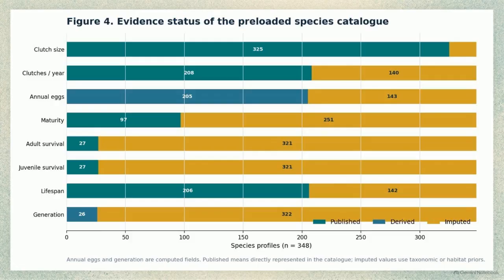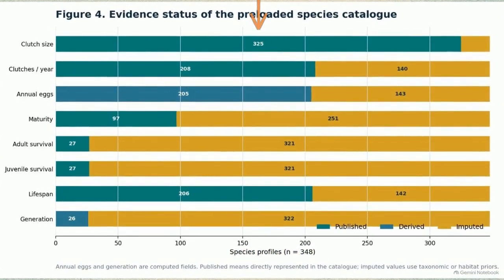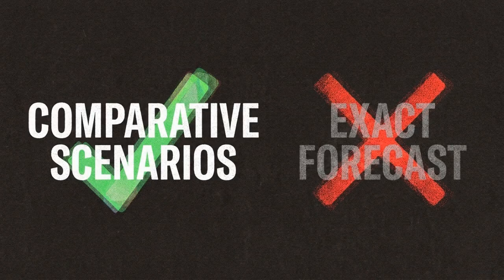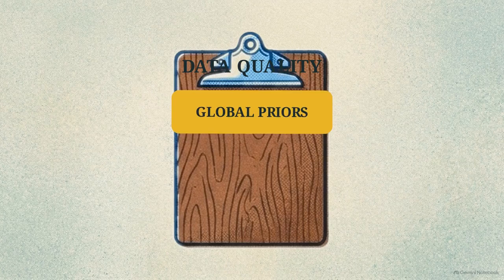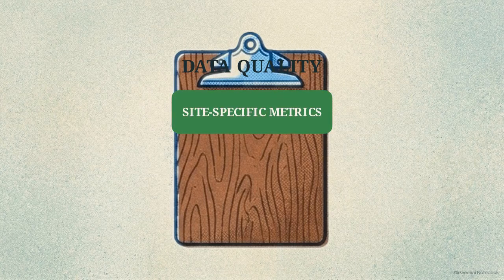We also have to address the data powering these decisions. This chart breaks down the evidence status of the 348 species profiles preloaded into the tool. While the top bars show clutch size is well documented in published literature, the lower bars for adult and juvenile survival are almost entirely yellow, meaning those numbers are imputed using taxonomic averages. The portfolio builder is a strategic screener, not a definitive viability analysis. Funders must require grantees to replace those imputed averages with verified local field evidence before committing to large-scale investments.